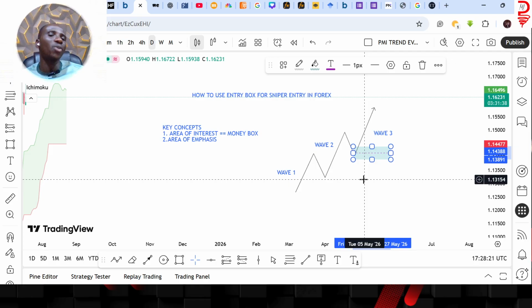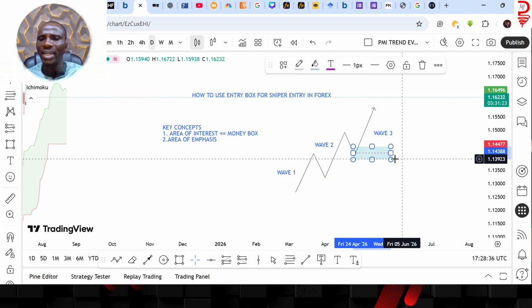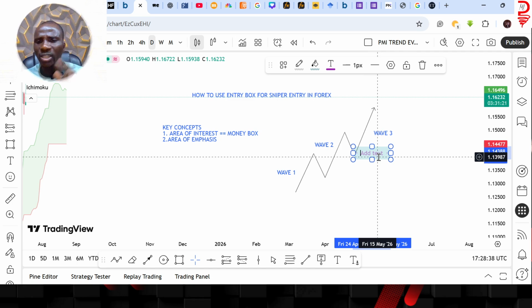So instead of focusing on the monthly impulse wave, you can just focus on the first weekly impulse wave, the second weekly impulse wave, and the third weekly impulse wave, so that you just catch your trade on a weekly wave like that. But what I'm trying to explain in this video is how you use the entry box as a sniper entry when you want to join the impulse wave.